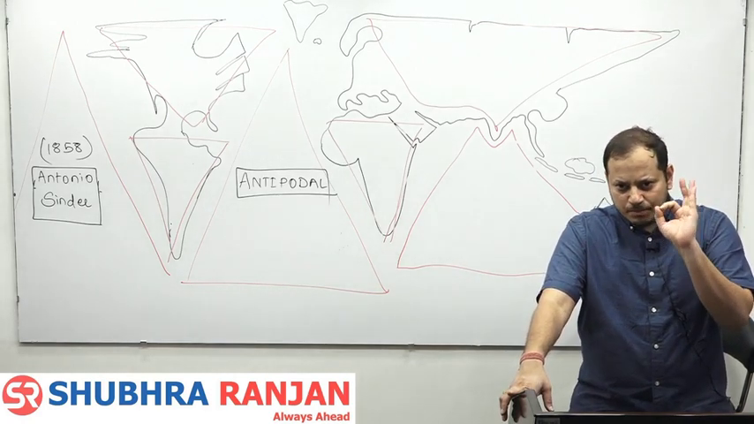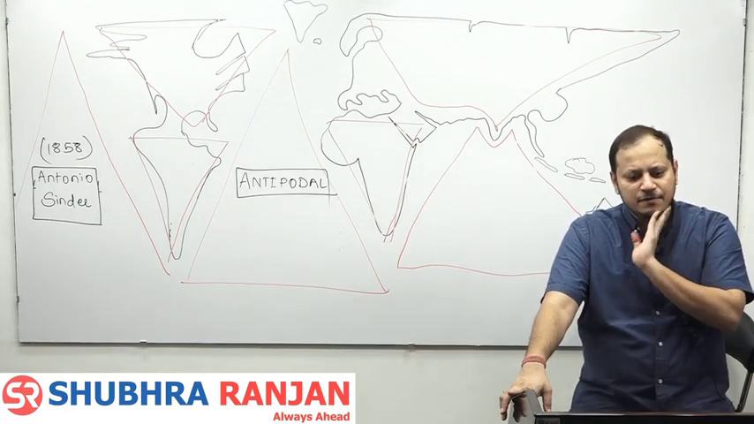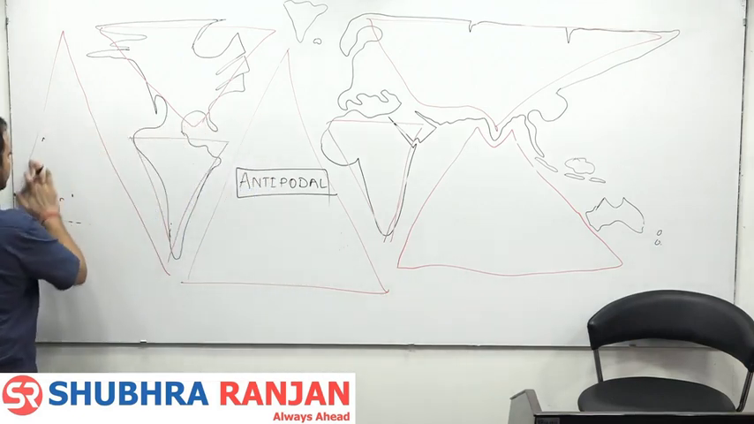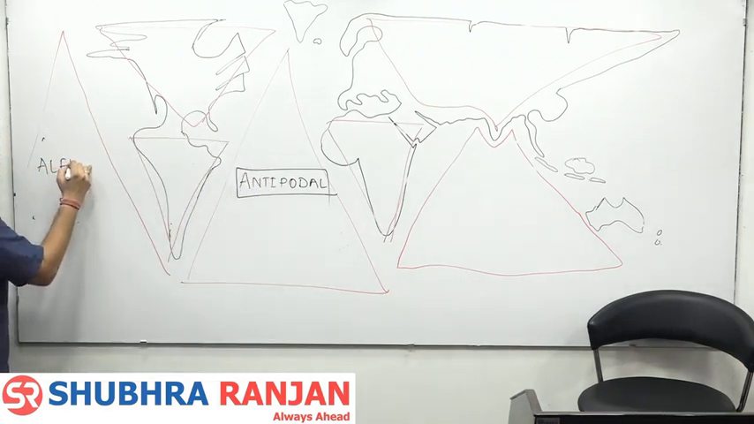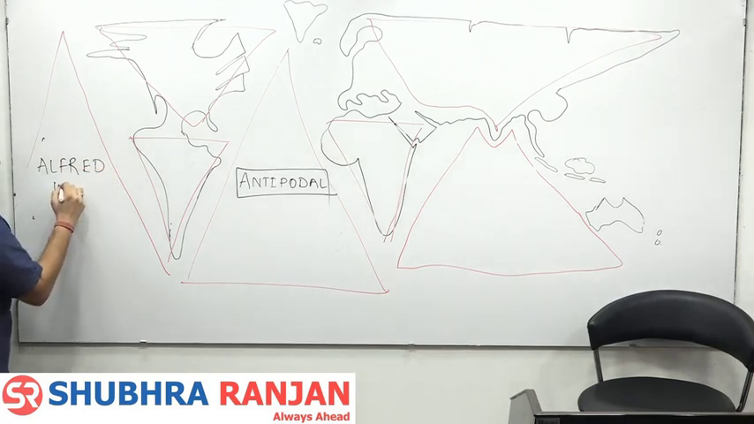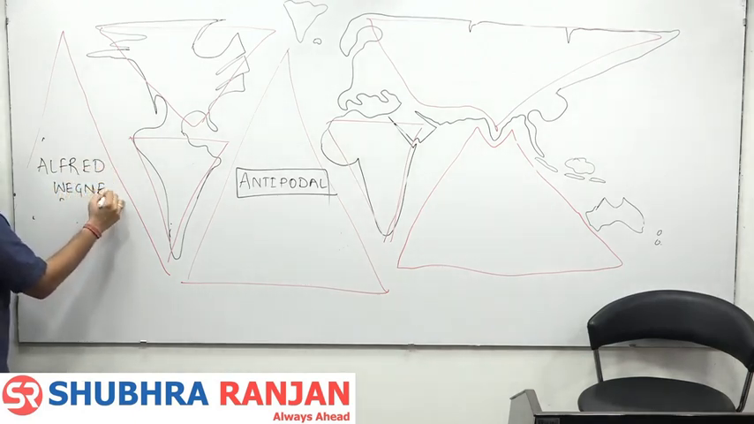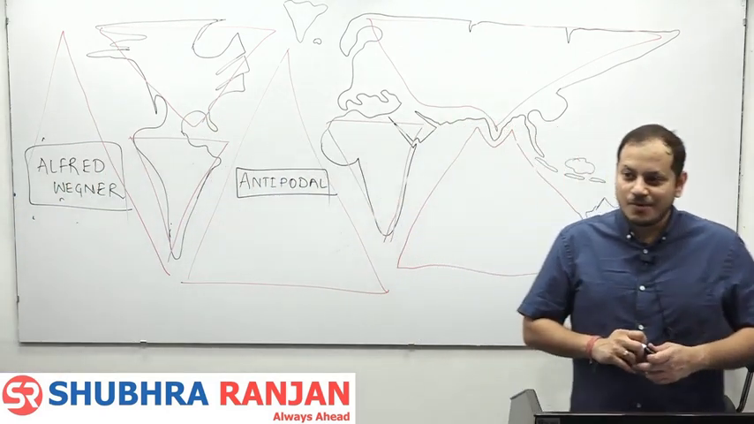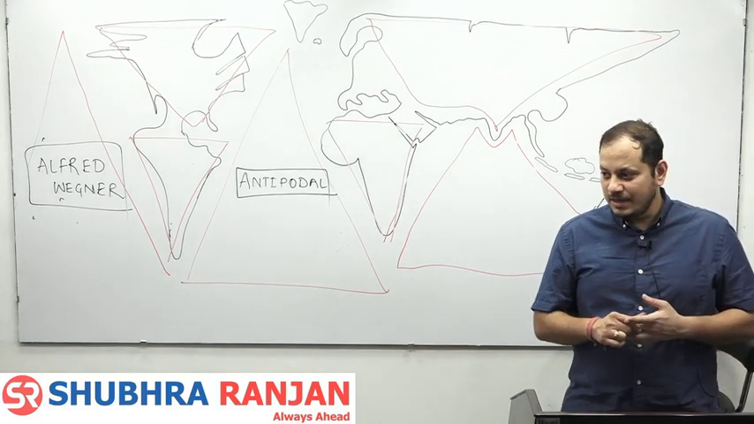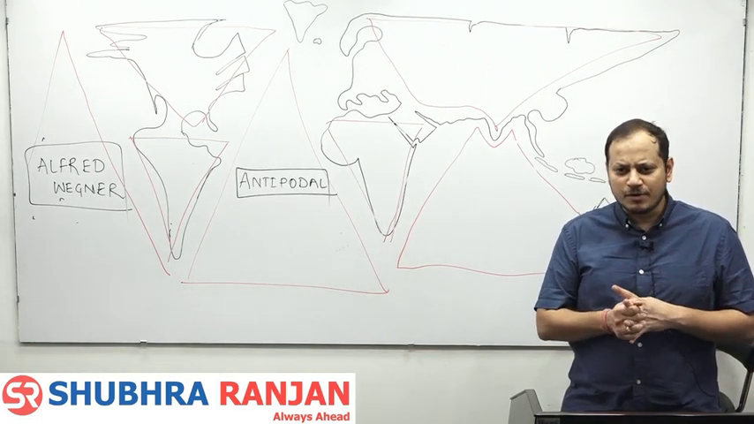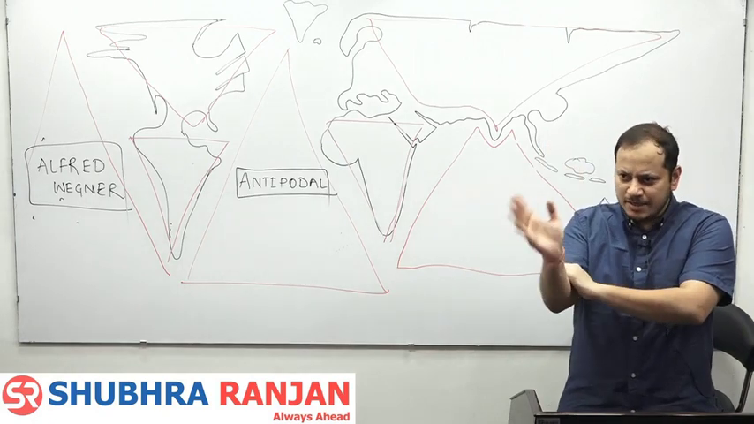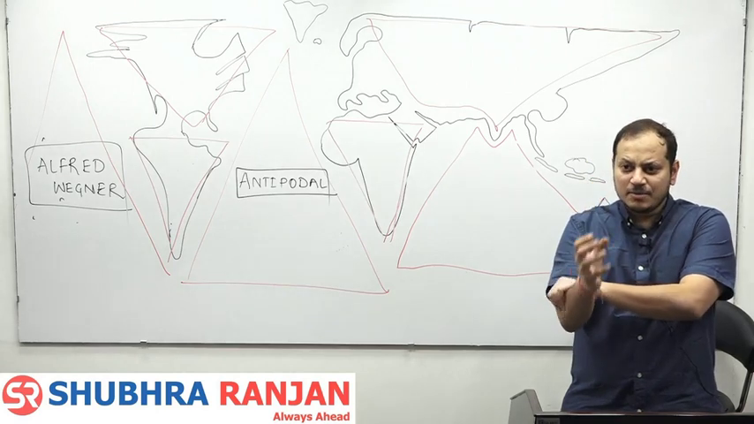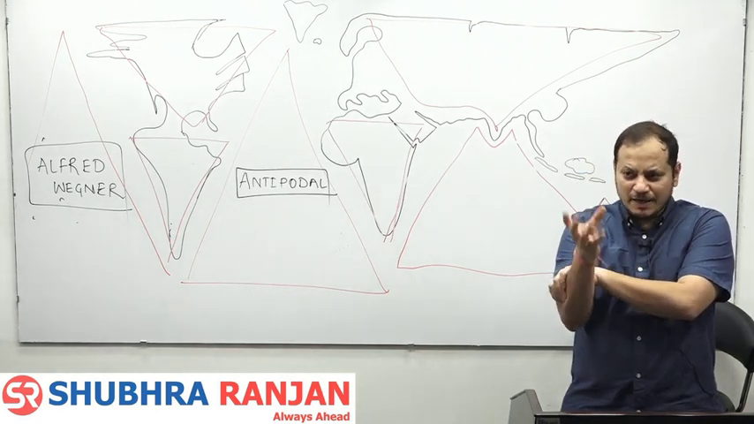The most proper theory was given by Professor Alfred Wegener. When? 1912, and then its English translation in 1924. So you see, it came so much after Antonio Snider. So the first person is Antonio Snider. But why do we study Wegener's theory? Because Antonio or F.G. Taylor only gave an idea.